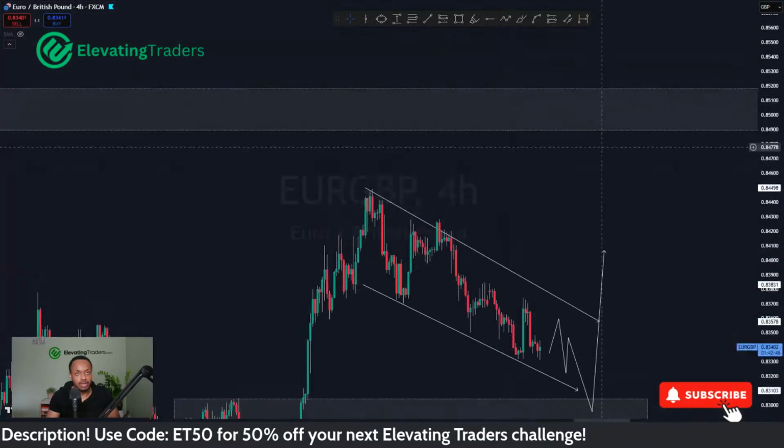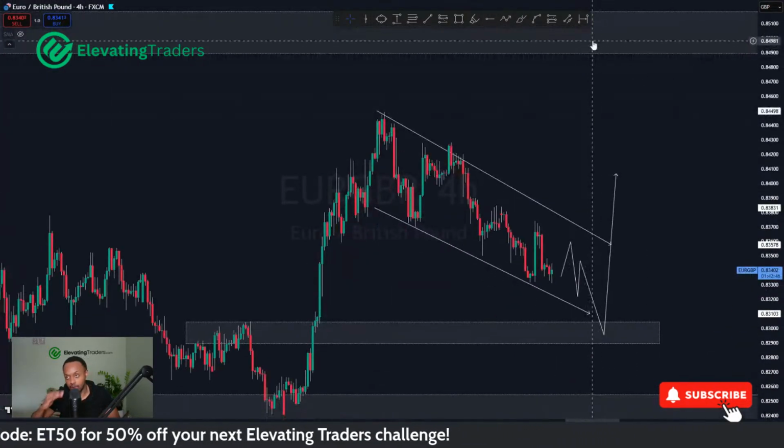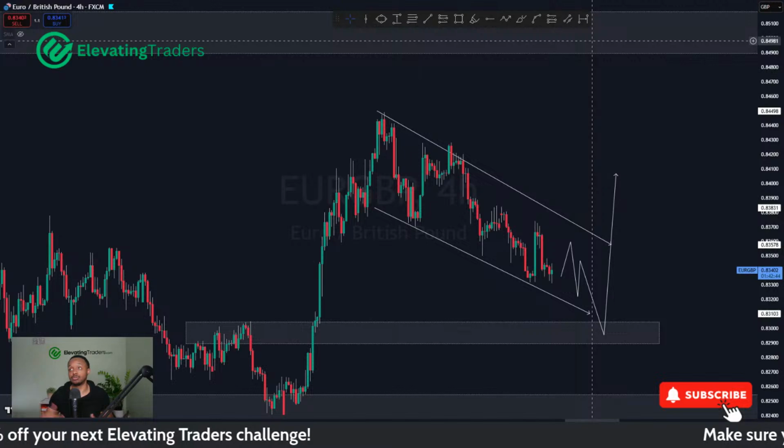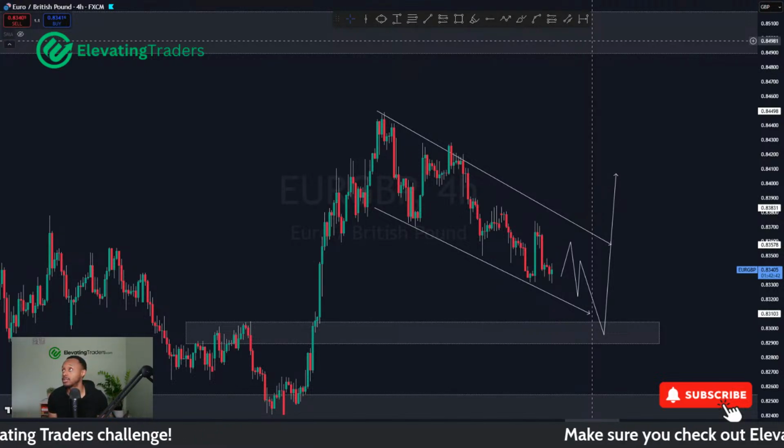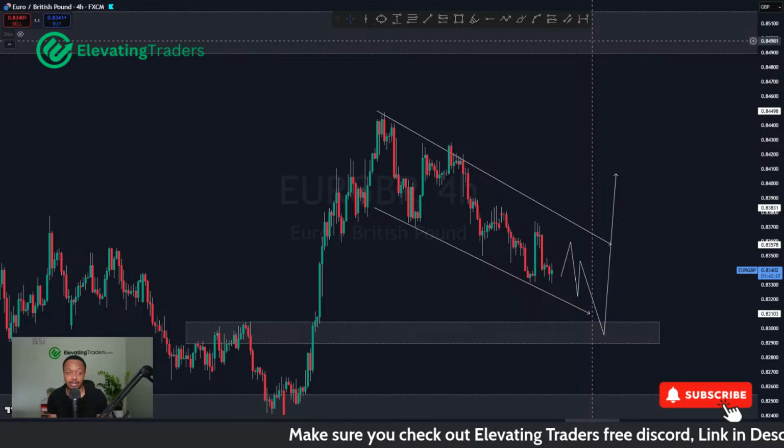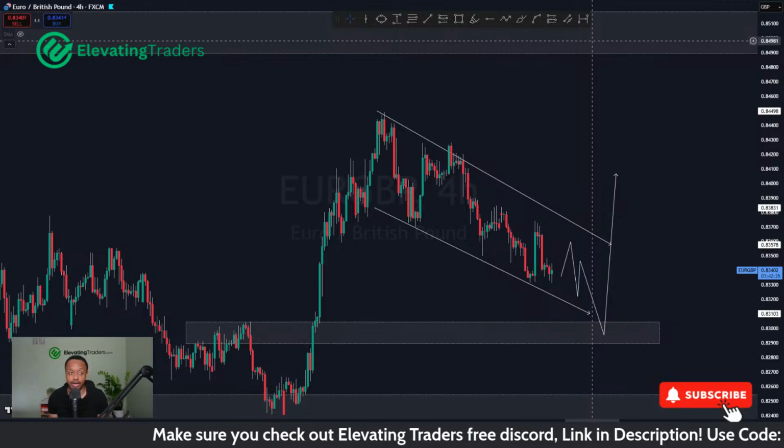I wouldn't be looking to target all the way to 0.85. That's like a long-term swing target. You can hold some positions to run there. But I would definitely look to secure some profit in between then and that target of 0.85.